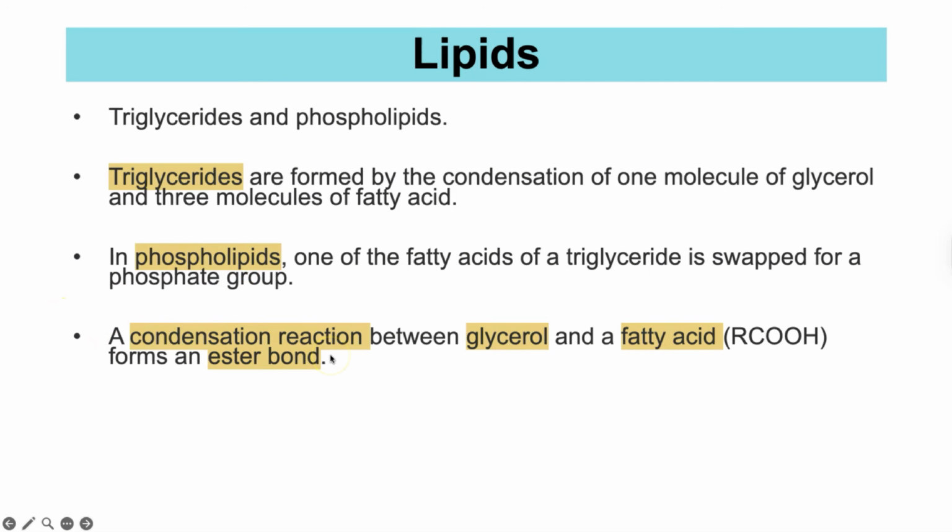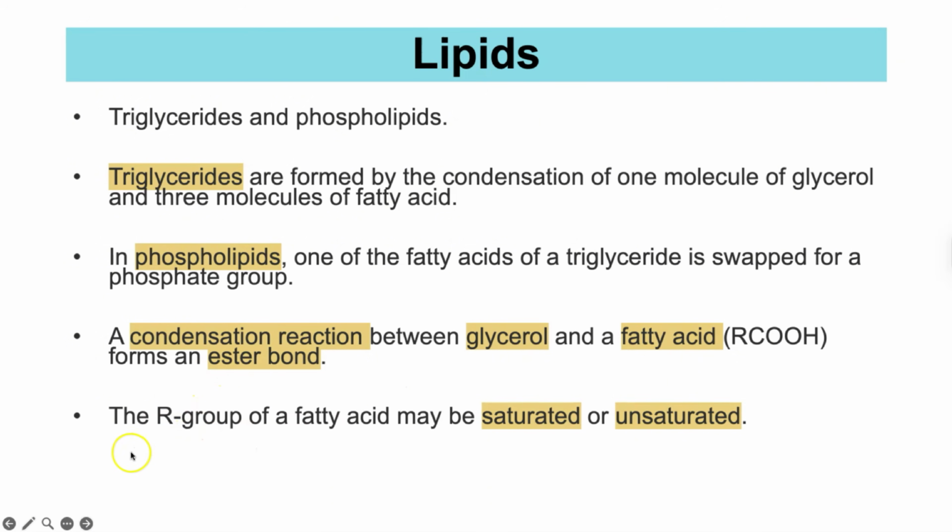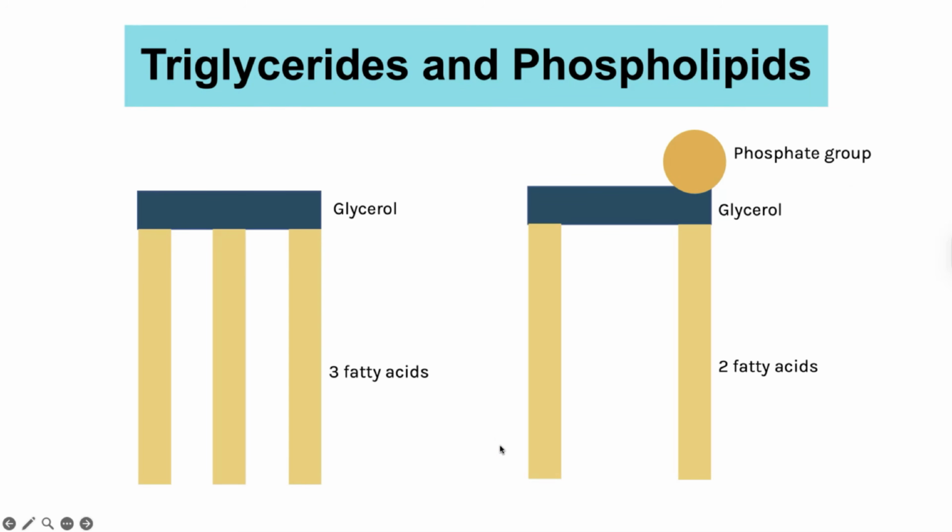So the condensation reaction is occurring between the glycerol molecule and the fatty acid for both of these, and the bond that is created is called an ester bond. We talk about R groups with the lipids, and the R group is linked to the fatty acid. And with your fatty acid, the R group can either be saturated or unsaturated, which we'll come back to. But this is just visualizing what we were saying in terms of the structure.